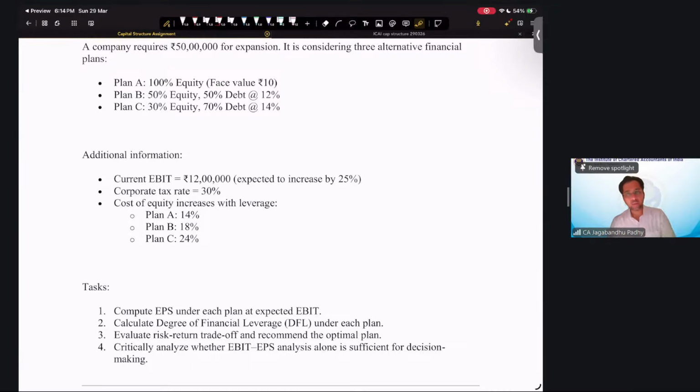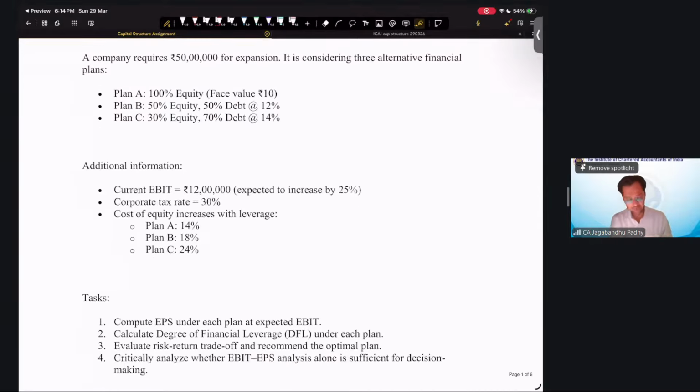Assume that new EBIT applies to all plans. Yes, of course, the EBIT is going to be the same for all the plans. That's true.